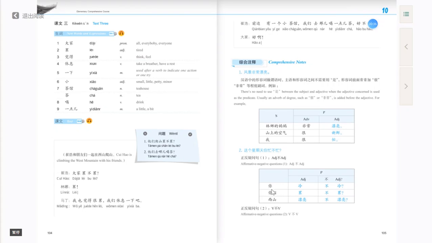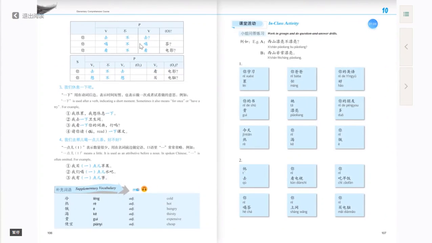The first one, 你冷不冷? Are you cold or not cold? So 冷 means cold. Are you feeling cold? Like 你冷不冷? 你们累不累? So in text 3, we are going to learn the adjective 累, which means tired. Like, are you tired or not tired? 西山漂亮不漂亮? The West Mountain is beautiful or not beautiful. So 漂亮 we have learned. Beautiful. The next one.